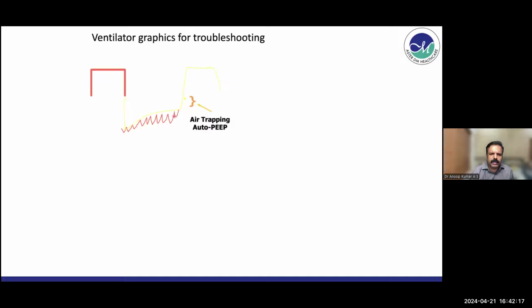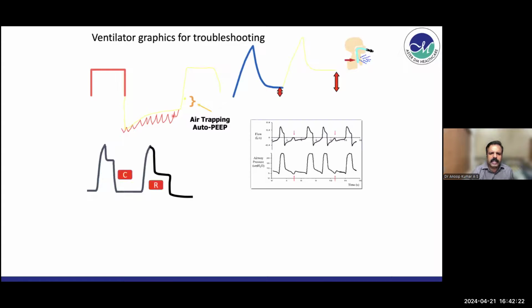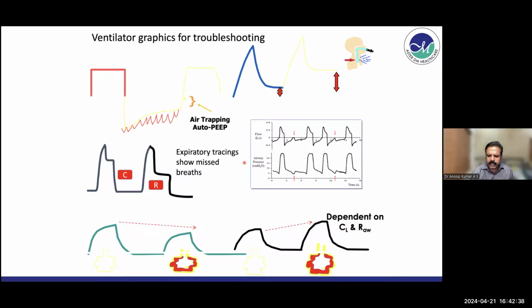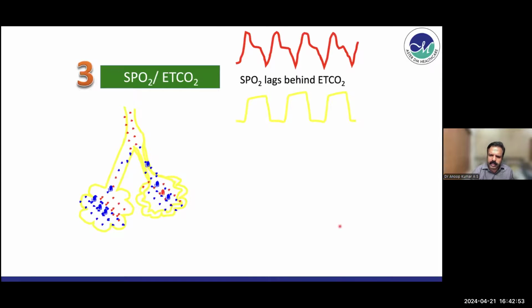And if you have the sawtooth appearance here, that means there are so many secretions. And here again, this part will tell you about compliance, resistance, etc., and whether the patient is triggering effectively. The expiratory tracings also show missed breaths. And the plateau pressure depends on the compliance and the airway resistance. When the lungs are stiff, your compliance will be low. Whenever your compliance is low, your plateau pressures will be high, and your driving pressures will also be high.